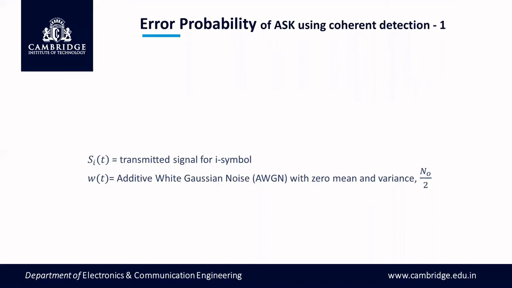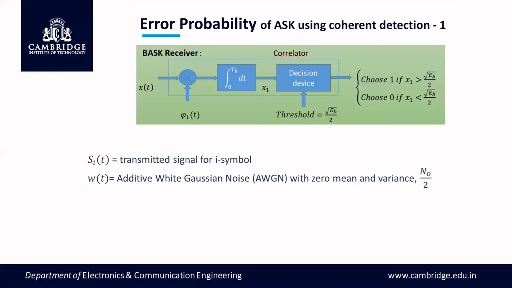So the expectation of si1 is si1 only, because the signal is present there. The expectation of noise is 0 because we don't expect noise in communication. That's why the expectation of w1 goes to 0. So with this, we get the mean, and we move into the discussion of the error probability.